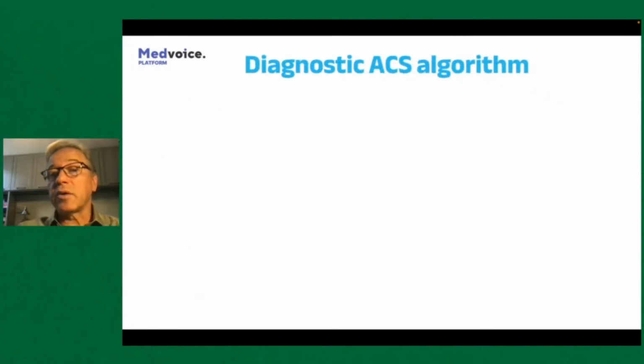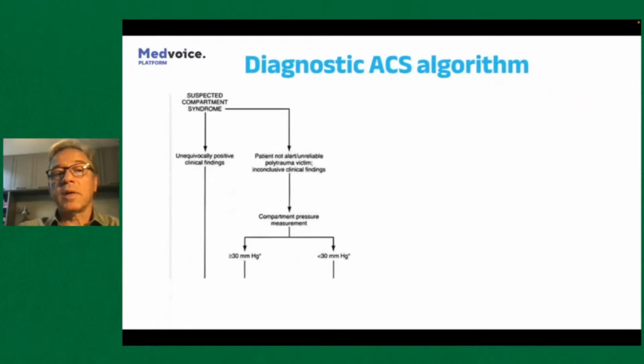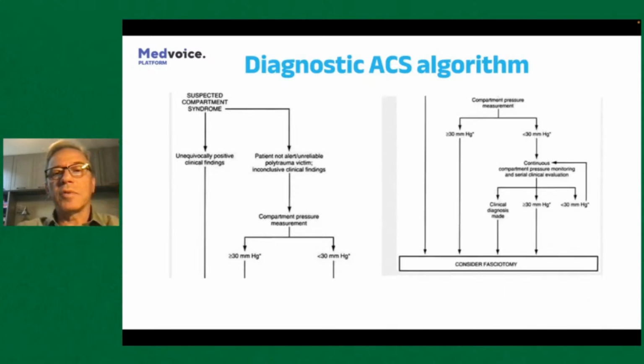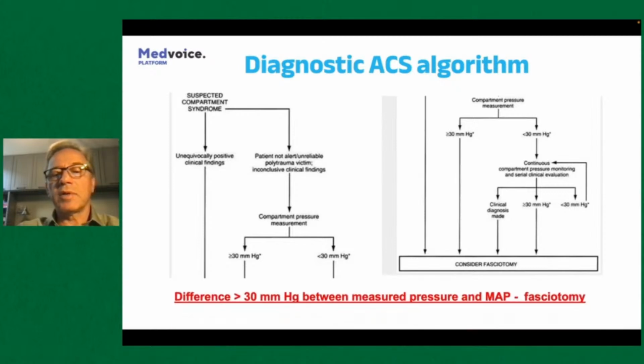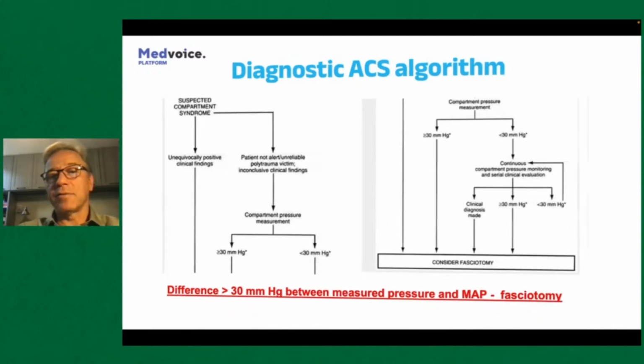So there is a diagnostic algorithm that has been developed for suspected compartment syndrome where your patient is not alert. For example, you would measure the compartmental pressure, and if it's more than 30 millimeters of mercury, then you would consider fasciotomy. So a difference of 30 millimeters between measured pressure and mean arterial pressure is the indication for fasciotomy.